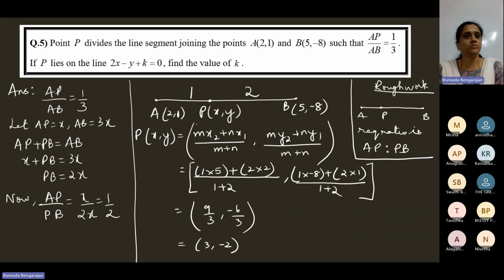3 comma minus 2, correct? And we know that if a point lies on a line, it will satisfy that equation. So now this point P lies on the line 2x minus y plus k is equal to 0. So it will satisfy the equation of that line.